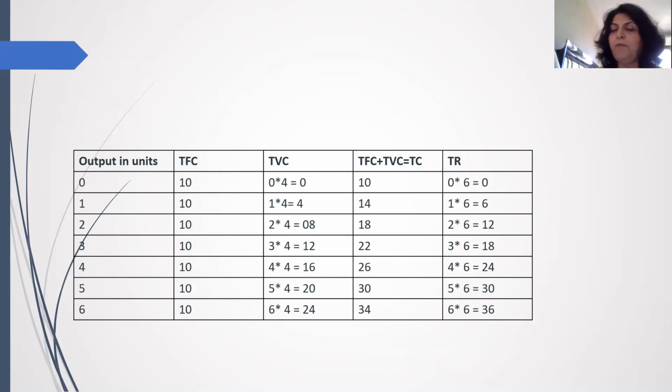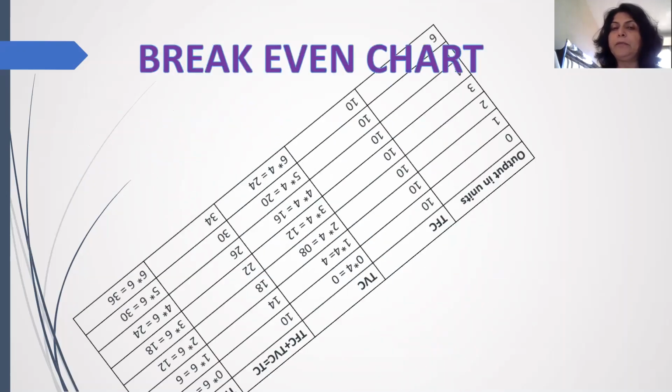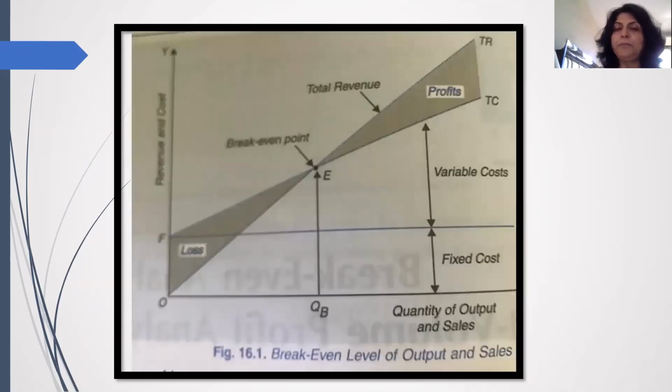And this is of utmost importance to the firm. This is the break-even chart, and the firms need this chart to know exactly what the break-even output can be. Now coming to the graph. On the OX-axis, we are taking quantity of output and sales, and on the OY-axis, we are taking revenue and cost.